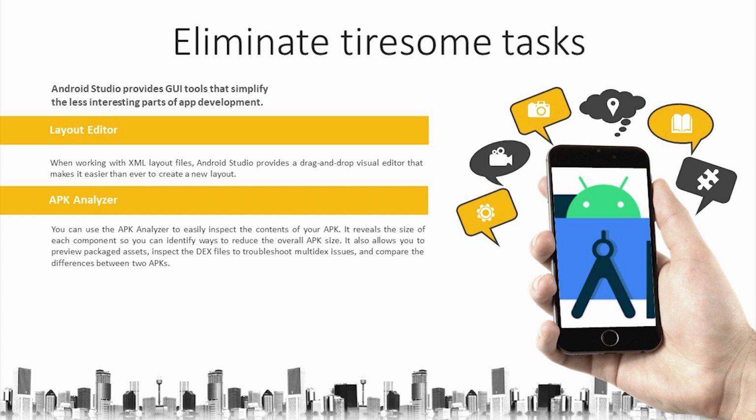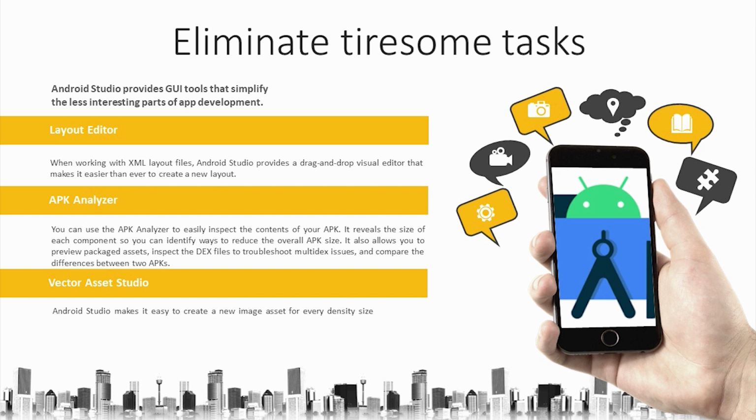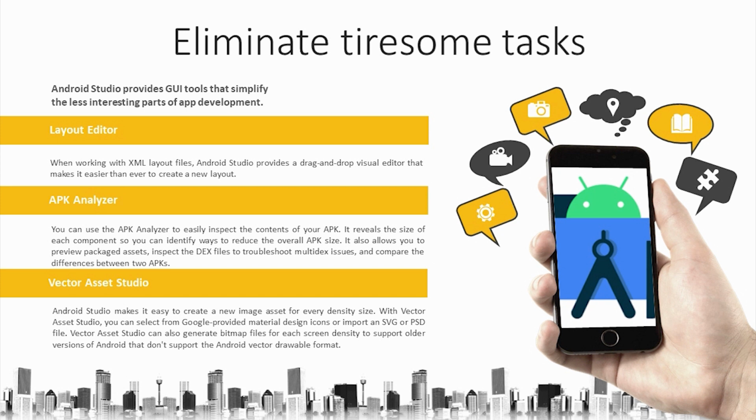Another important feature provided by Android Studio is Vector Asset Studio. Android Studio makes it easy to create a new image asset for every density size. With Vector Asset Studio, you can select from Google provided material design icons, or you can import an existing SVG, that is Scalable Vector Graphics, or PSD, that is Photoshop document file. Vector Asset Studio can also generate bitmap files for each screen density to support older versions of Android that don't support the Android vector drawable format.